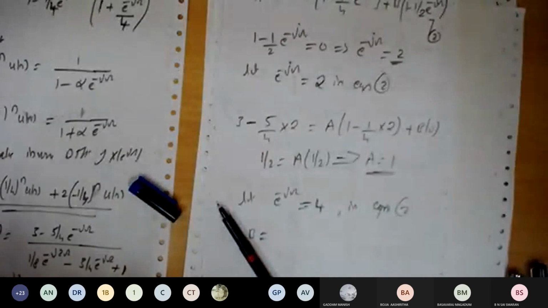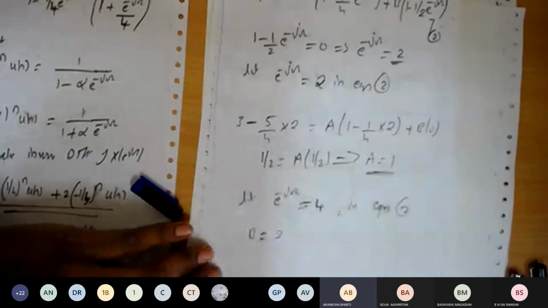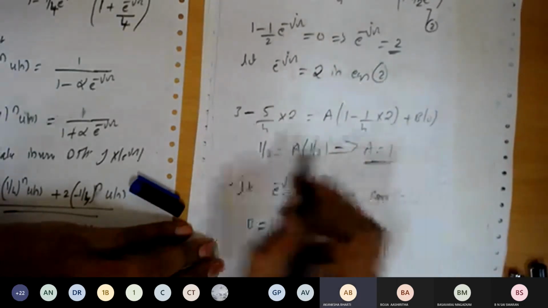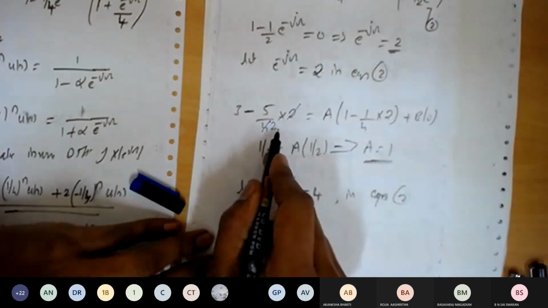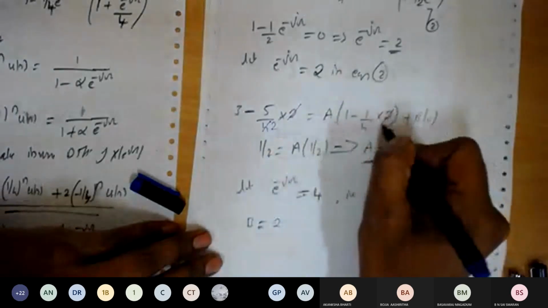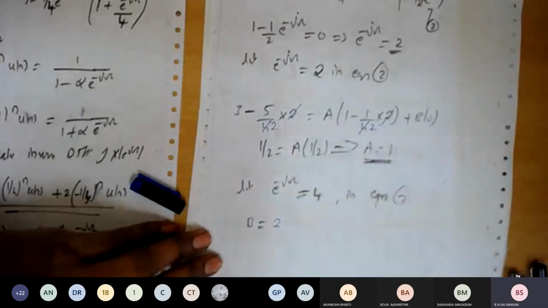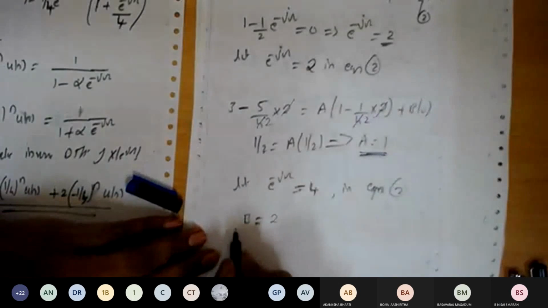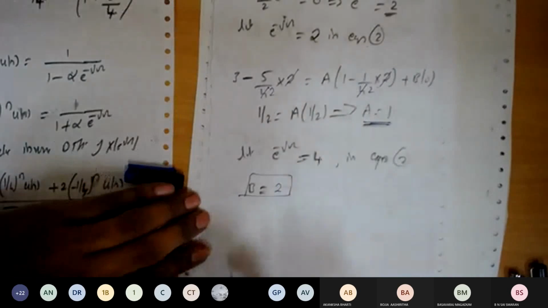Done? Yes, sir. What's the value you got? 2, sir. Yeah, a will be 1. So this is 3 minus 5 by 2, which is 2.5. So 3 minus 2.5 is 0.5, which is 1 by 2. Here 1 minus 1 by 2 is a half, so the half gets cancelled. A will become equal to 1. Correct. So b will become equal to 2. Everyone got the value for b is equal to 2?